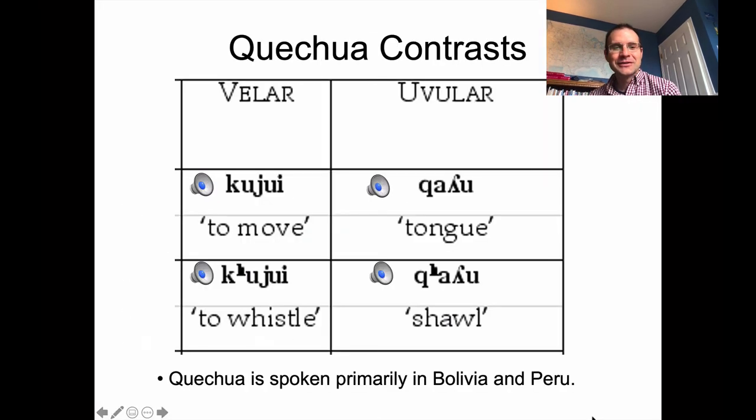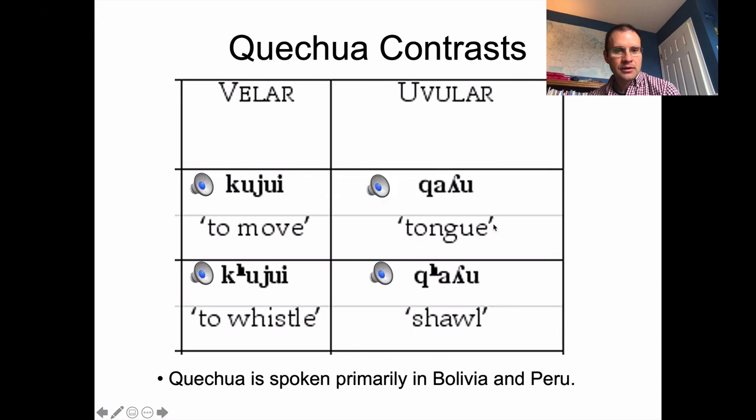Those are the uvulars. I've got a contrast here as well between velar and uvular, in case you're having a hard time hearing that, from the language Quechua, which is spoken primarily in Bolivia and Peru, down in the Andes Mountains in South America. Quechua is a fun language. It used to be the language of the old Inca Empire, for what that's worth. And this is what it sounds like in the modern day and age. I'll give you samples of the velars first and the uvulars second.